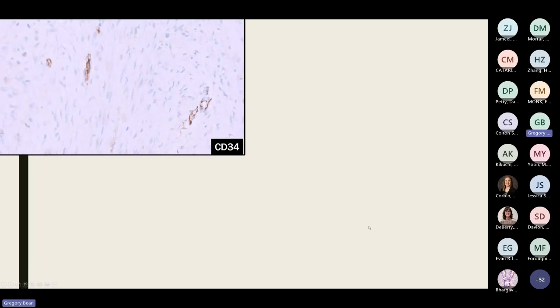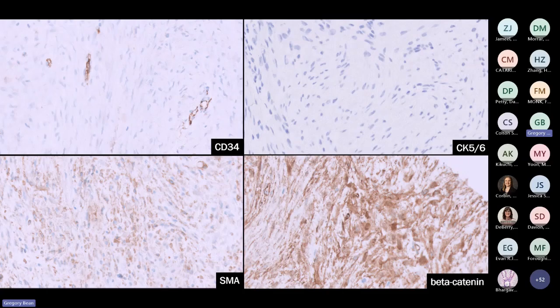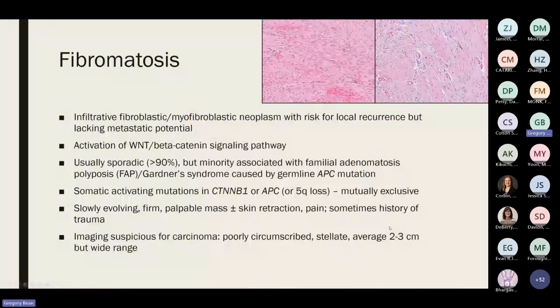You do immunohistochemical workup on it. CD34 and keratin, I've said, are the two stains that I almost always include in a workup of a spindle cell lesion. And SMA here shows some patchy positivity, and beta-catenin here shows some nuclear expression. So this is an example of fibromatosis.